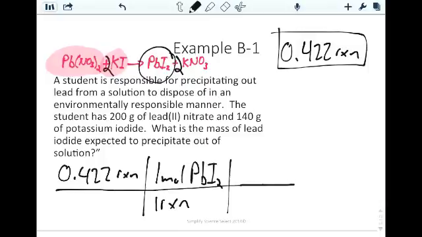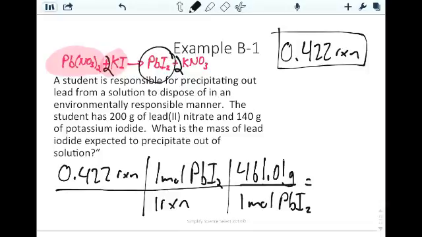Okay, and then all we have to do is just get it into grams. So 1 mole of lead(II) iodide has a molar mass of 461.01 grams, which we multiply out, 0.422 times 1 times 461.01, we get 194.55 grams, and that's the theoretical yield of our lead iodide.